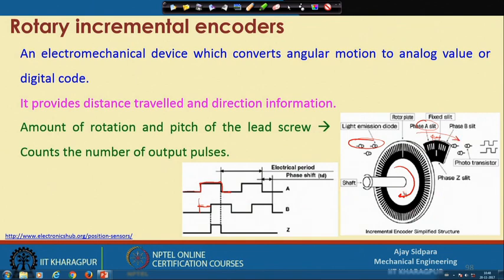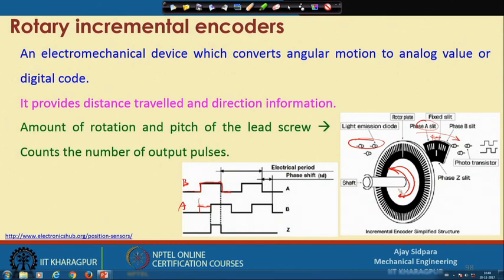If you rotate in anti-clockwise direction, what is going to happen? You will get this signal as B and this signal as A, because now B will get the first signal and then it will get the A signal. So, not only the rotation, but you also get the information about the direction, that it is rotating in clockwise direction or anti-clockwise direction. That is about the rotational motion.